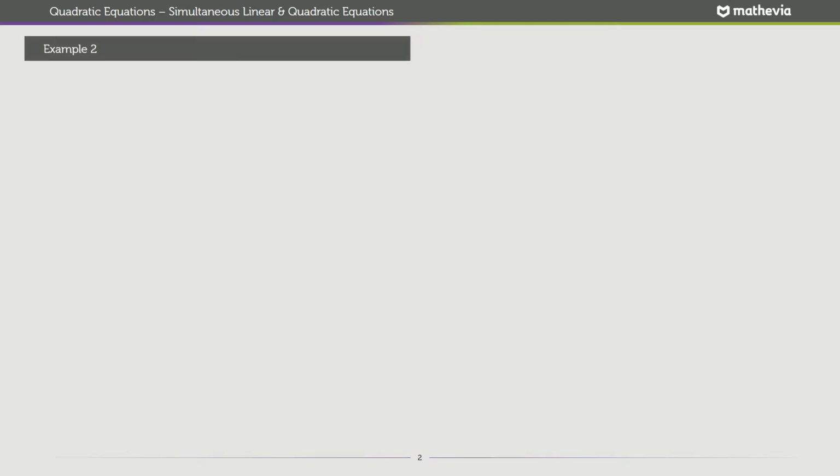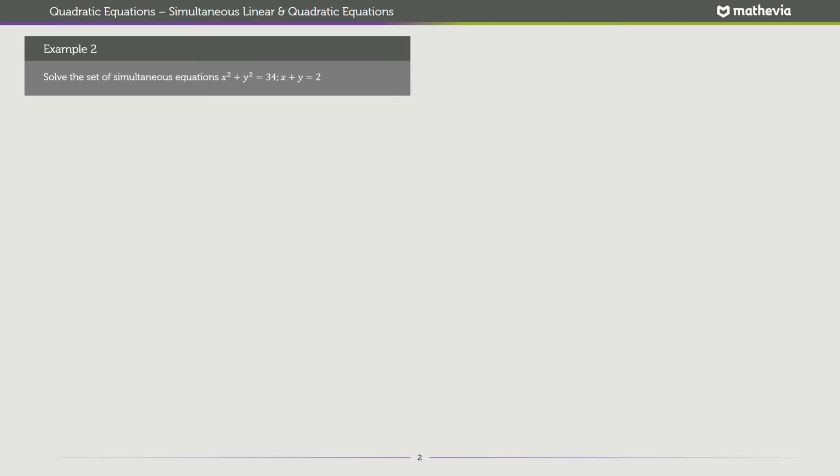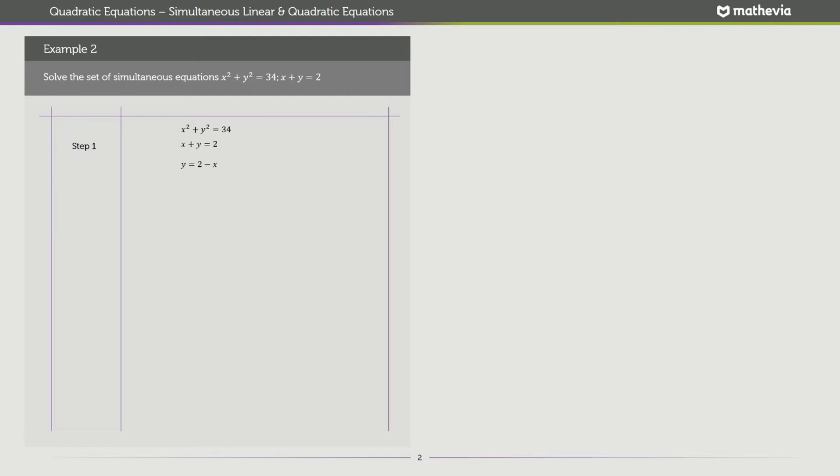Example 2. We have to solve the set of simultaneous equations x² + y² = 34 and x + y = 2. Pretty much the same process. We start from x + y = 2, so y = 2 - x, and then we substitute our value for y into the equation there. What we have is x² + (2 - x)² = 34, so we have y squared as (2 - x)². Then we expand that: 4 - 4x + x² = 34.